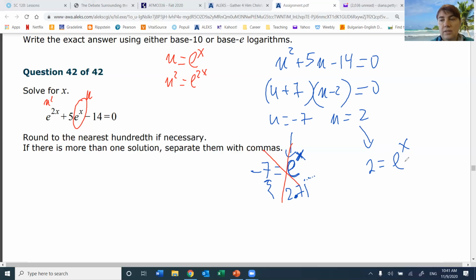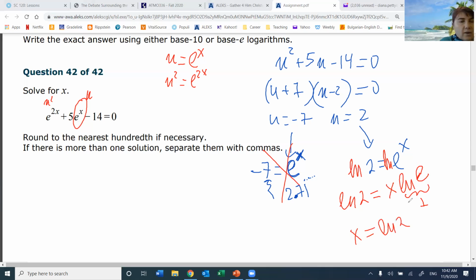So the only solution can come from the second one. So you still need to find the x. How are we going to find x? You need to extract the x from the exponent, so apply natural log to both sides, and our x comes in front. So we have natural log of 2 equals x natural log of e, which is 1. So x is natural log of 2. And it says round, so you're required to enter a numerical answer. So you need to use the calculator and get it.